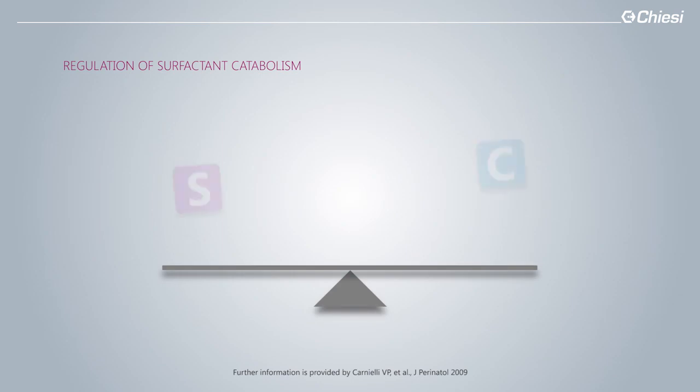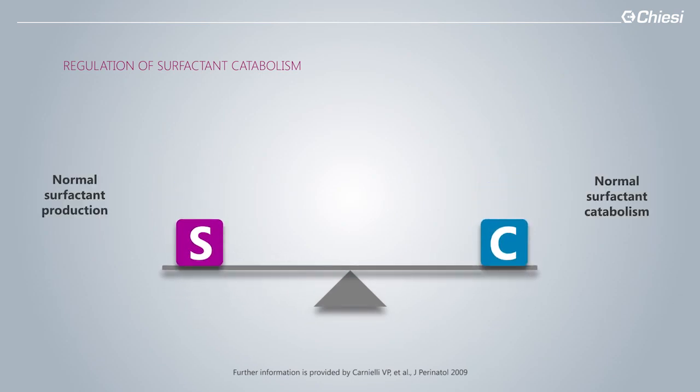You may have a normal situation, like me, hopefully, right now, with a normal production and a normal surfactant catabolism. This is supposed to achieve a very low alveolar surface tension, usually less than 5 millinewton per meter, which means normal alveoli very well opened. Then you may have three pathological situations.